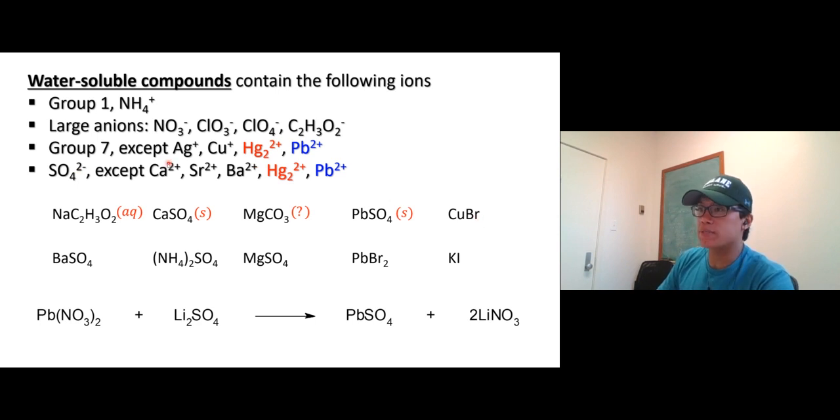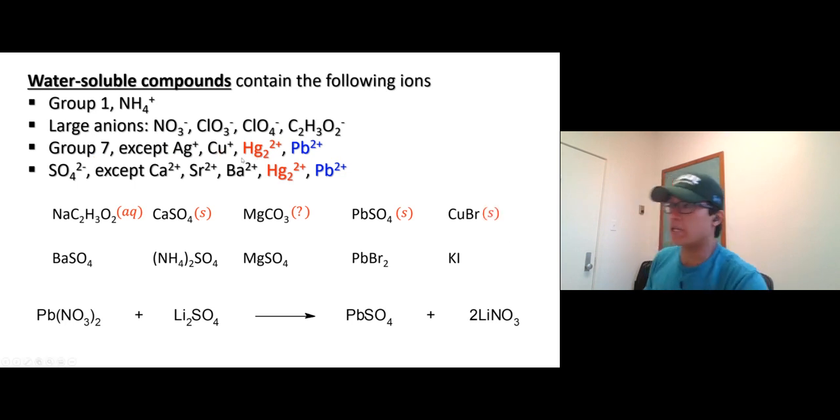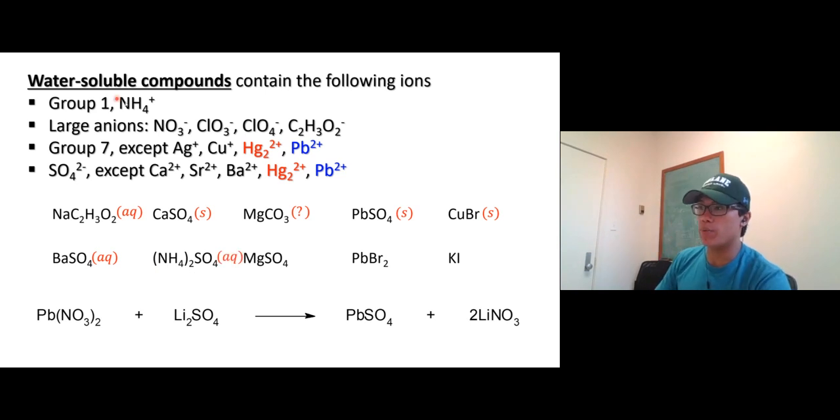Copper bromide. Go back to group 7: group 7 is usually soluble except silver, copper, mercury, and lead. So yeah, copper right there. Barium sulfate. Go back to sulfate: usually soluble except calcium, strontium, barium, mercury, and lead. Oh no, sulfate and barium, precipitate. Barium sulfate. Next one, ammonium. Don't think twice, ammonium, yes, soluble. Ammonium right here.